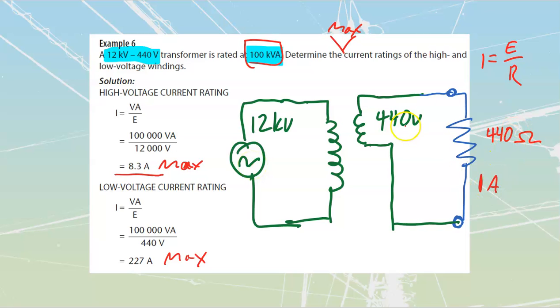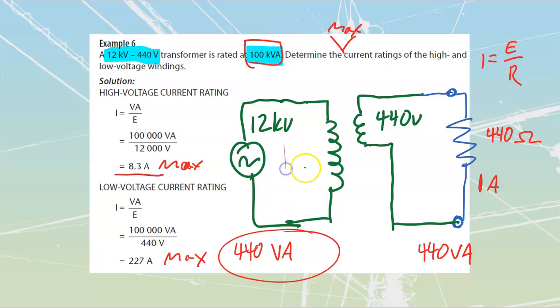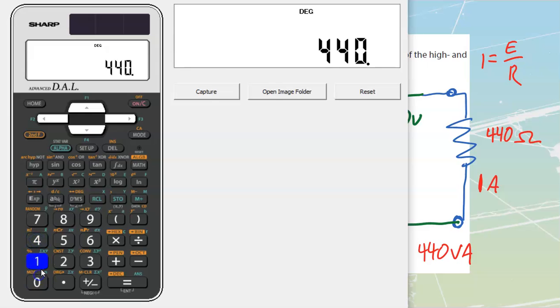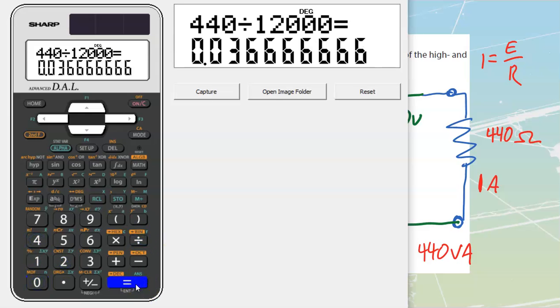I've got 1 amp of current and 440 volts, therefore my VA is 440 VA, and VA in is equal to VA out, so this is also going to be 440 VA on this side. I'll divide it by 12,000 to find out what my current actually is. 440 divided by 12,000 equals 0.036 amps, so 36 milliamps.